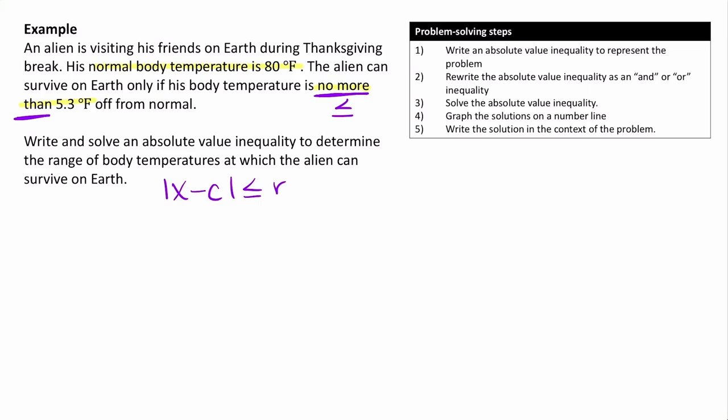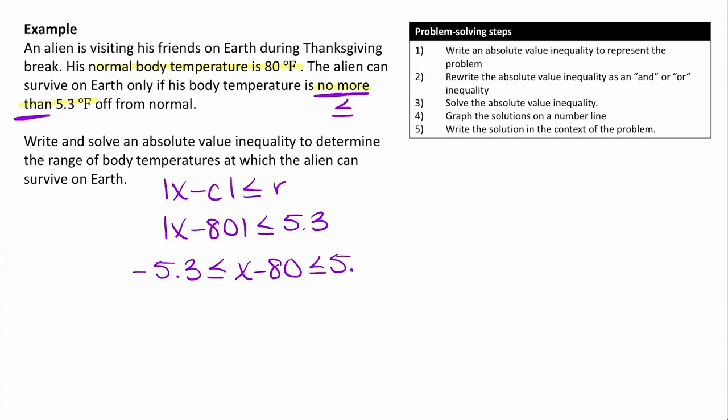So in this case, the central value, the average value, is 80 degrees. So I can say the absolute value of x minus 80 is less than or equal to the range, which is 5.3. So now I can just set this up to solve as an "and" inequality. So this is going to be negative 5.3 is less than or equal to x minus 80, which is less than or equal to 5.3.